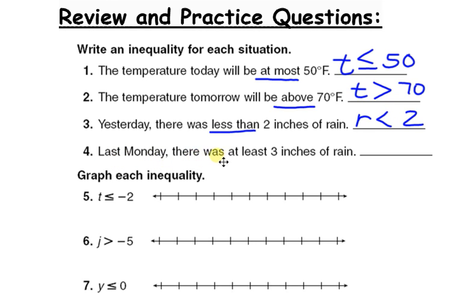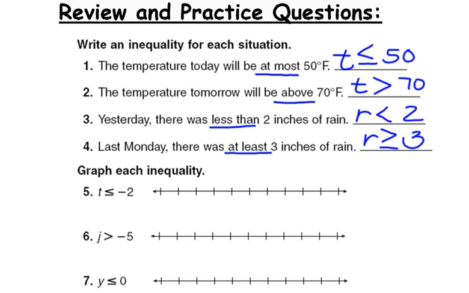Okay? Last one. Last Monday, there were at least 3 inches of rain. So again, I'm going to have R for rain, and then I'm going to have 3. Now my key word is at least. That means that it could be exactly 3. Now, is it going to be more than 3 or less than 3? Well, if it's at least 3, that means it's going to be greater than.